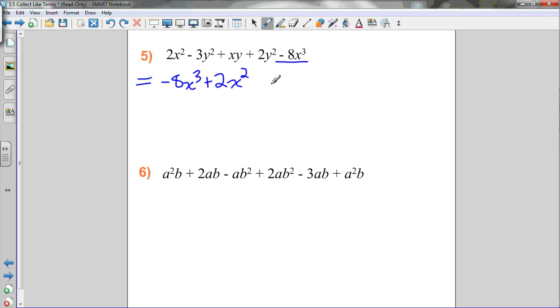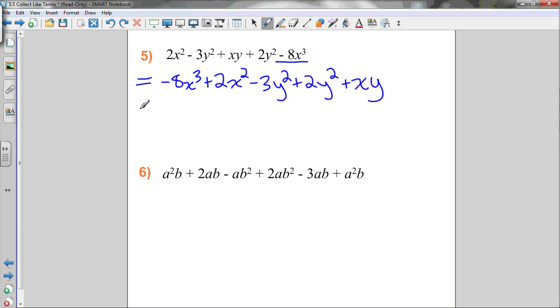Now let's try the negative 3y squared. Negative 3y squared, are there any like terms to that? This isn't, but hey, this one is, 2y squared, the exact same variable with the exact same exponent. So those are like terms, so I'll be able to simplify by collecting those two together. And at the end here, I still have a plus xy.